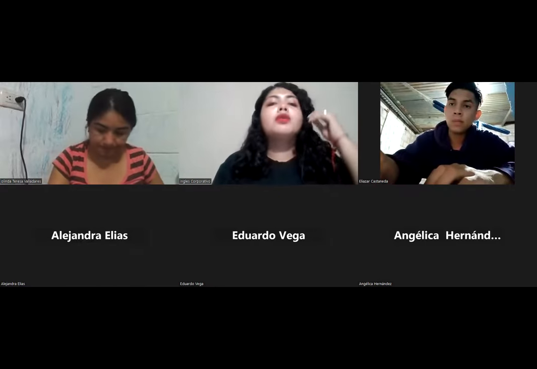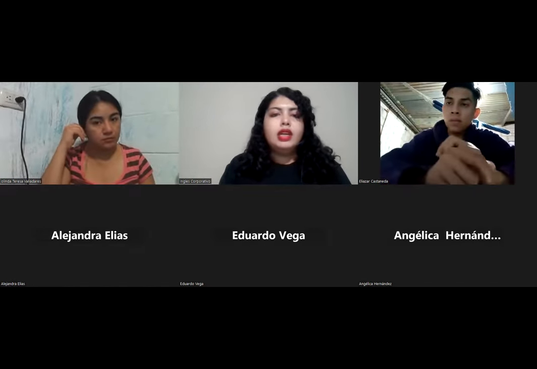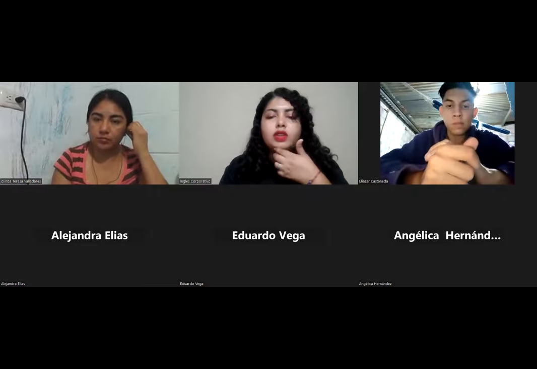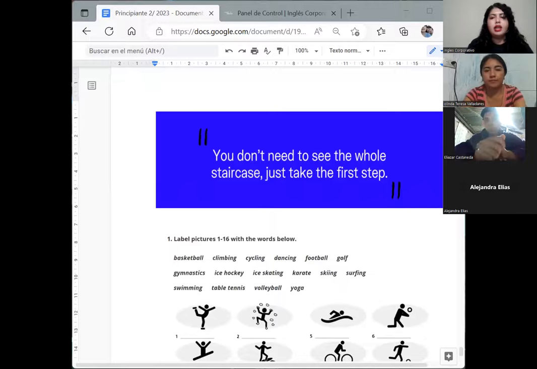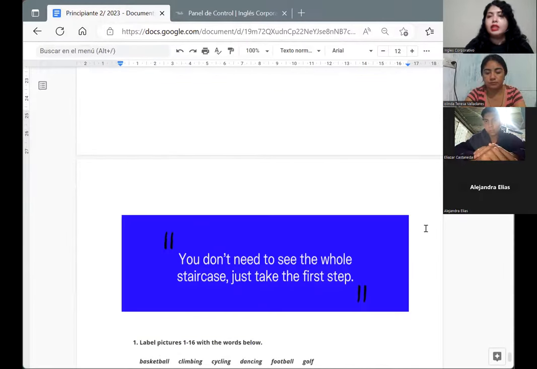So, okay, we're going to see the document that we have on a Google Docs. So this one is the document in which we have all the information that we are working right now. And we have here the phrase for today. And in this case, it says, you don't need to see the whole staircase, just take the first step.